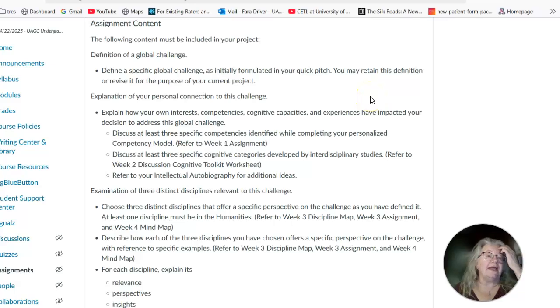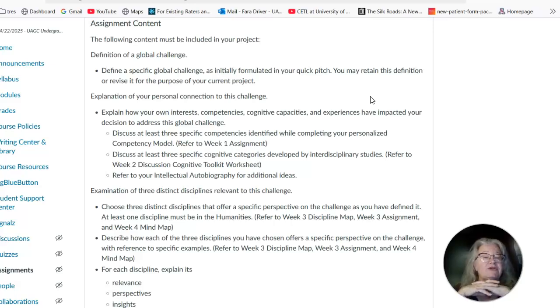you will be looking at what a global challenge is. Then you're going to explain why this is particularly important to you. Then you're going to pick 3 distinct disciplines that are relevant to the challenge that you are looking to take on. So at least one of them has to be from the humanities. You'll have discipline maps in week 3 to look at. You have the week 3 assignment. You have the mind map in week 4. All of these can help you with that.